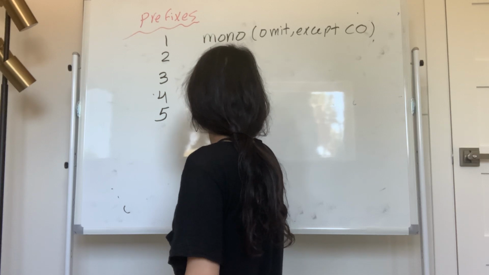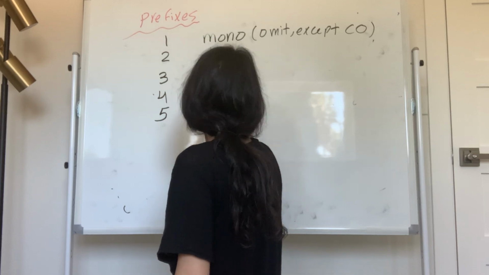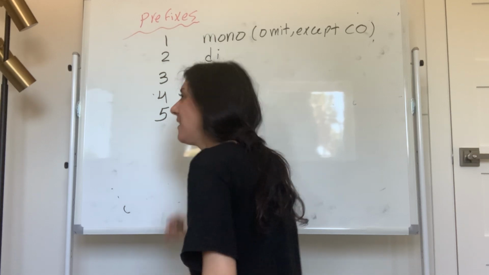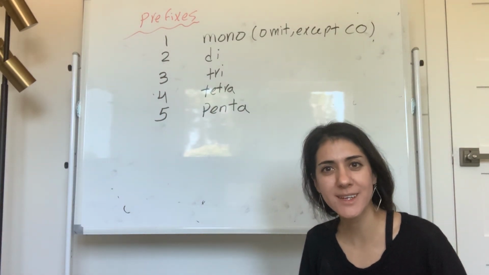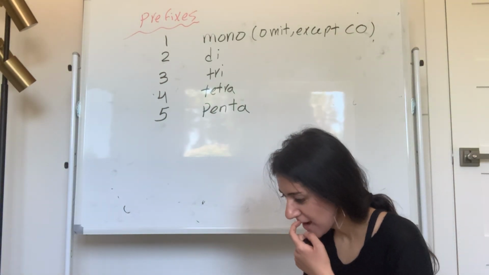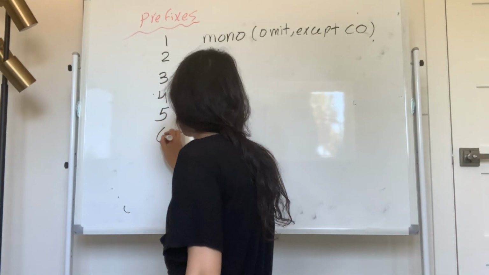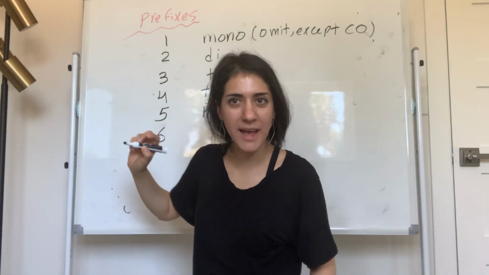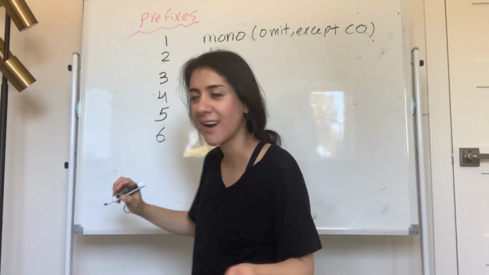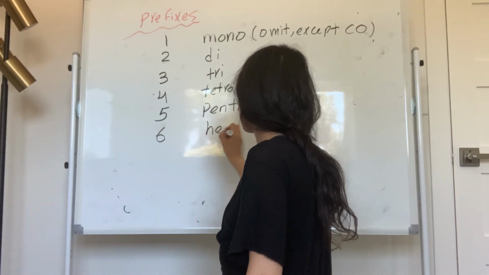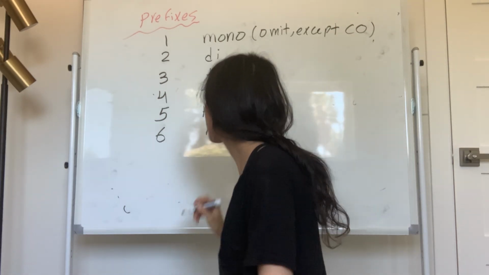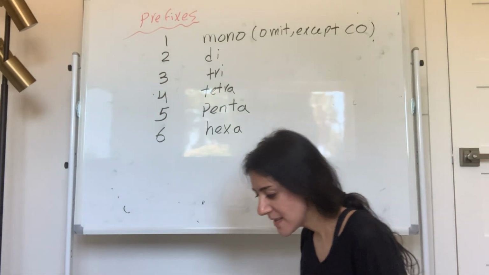Five is penta, right? Like pentagon, it has 5 sides. 6 is, if something has 6 sides, what do you call it? Hexagon. So 6 is hexa. So after 4 they get easy. Hopefully you know most of them.